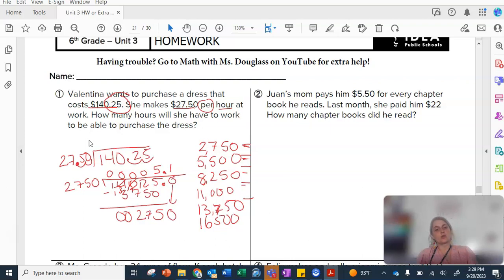2,750, why yes, if I have one group of 2,750, I can buy something for $2,750. Holy cow, that would be a very expensive thing to buy. So my final answer is that she has to work 5 whole hours and 1/10 of an hour to buy her fancy dress. All right, number 2.